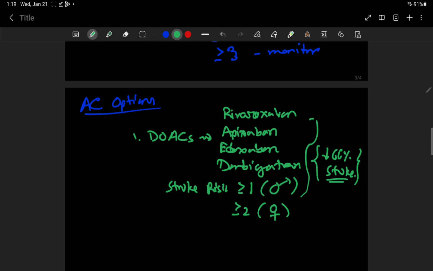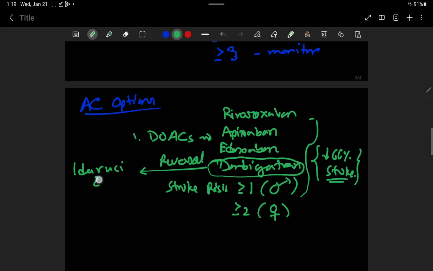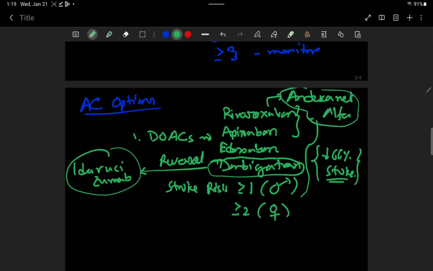For dabigatran, the reversal agent is known as idarucizumab. And for apixaban and rivaroxaban, it is andexanet alfa. Okay, these are the antidotes.